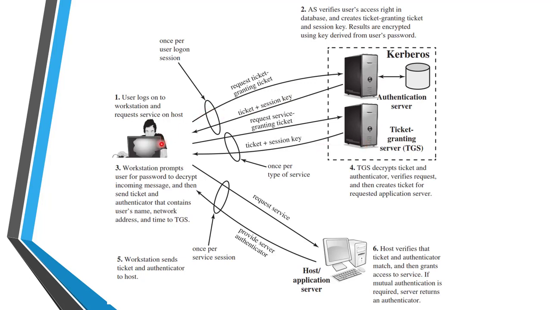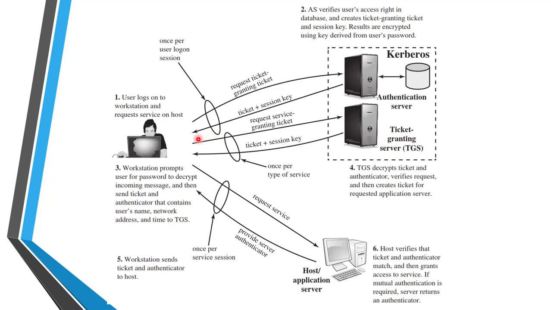So first of all, the user will request the ticket granting ticket, that is TGS, and Kerberos will verify the user in the database, and after that the authentication server will reply with the ticket and the session key. This is the ticket granting ticket and the session key, which has to be used between the user and the TGS.